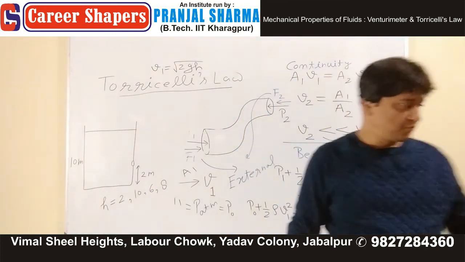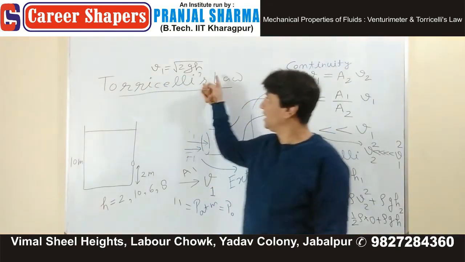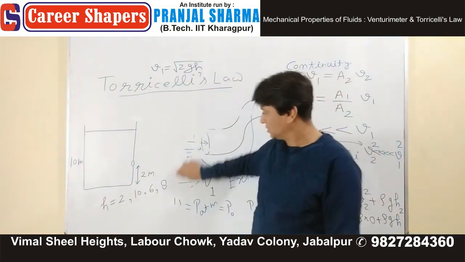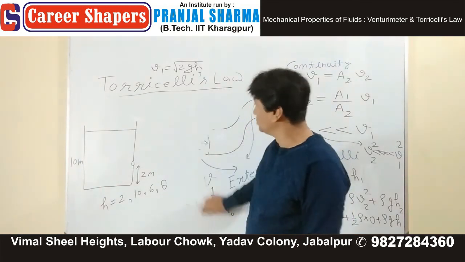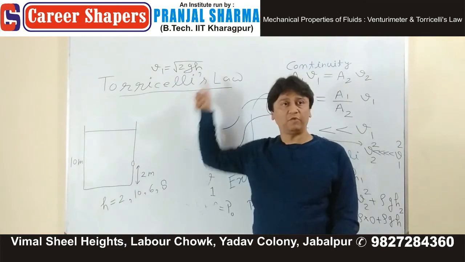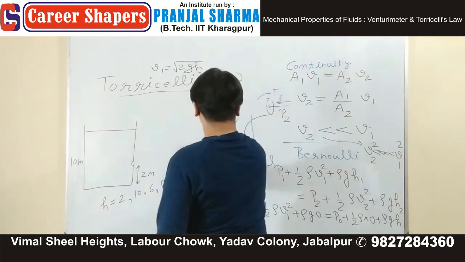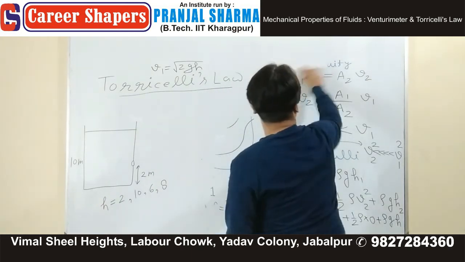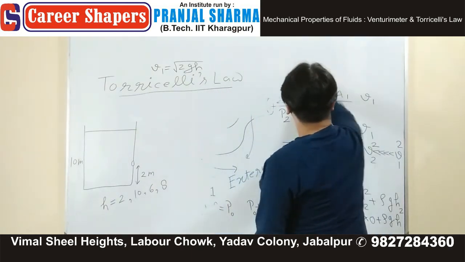Answer this part fast in the comment box. When I write V equals root 2gH, which H should I use? 2, 10, 6, 8. Answer this part fast.